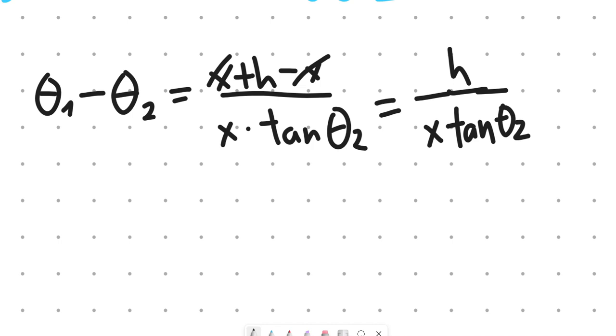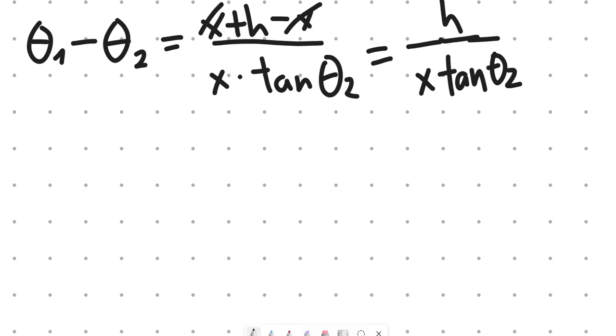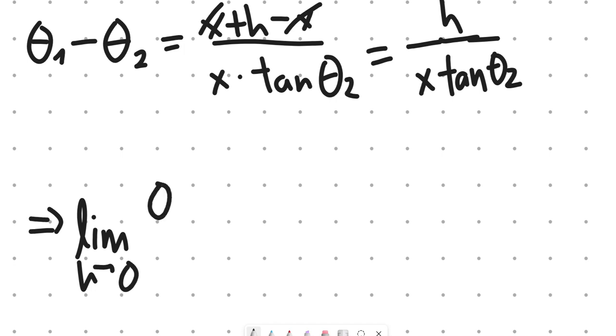Since we have this one, we can go back to our limit, which states that our limit was indeed the limit as h approaches 0 of theta 1 minus theta 2 all over h.